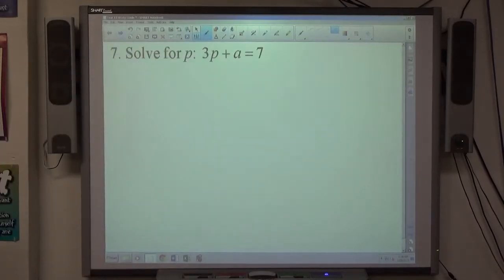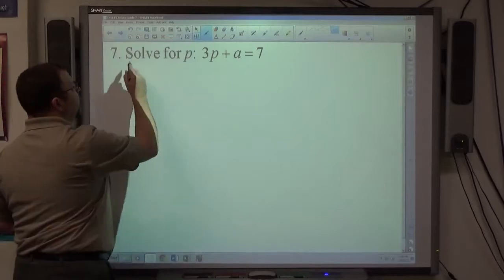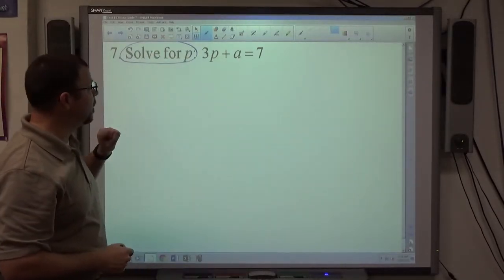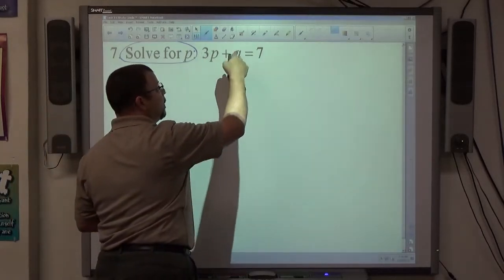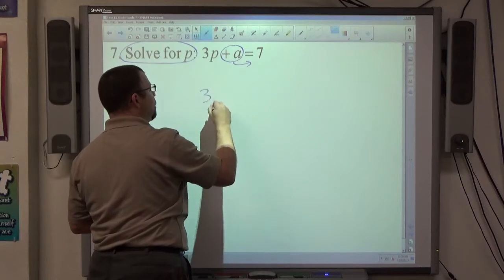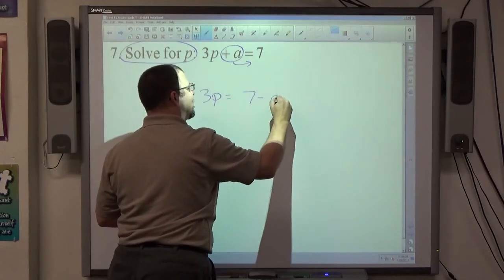Number 7, solve for p. These words simply mean p equals everything else. So if it's p, it stays on one side. If it isn't, it goes to the other. So this has p, this doesn't, this doesn't. This a has to move to that side. So 3p equals 7 minus a.